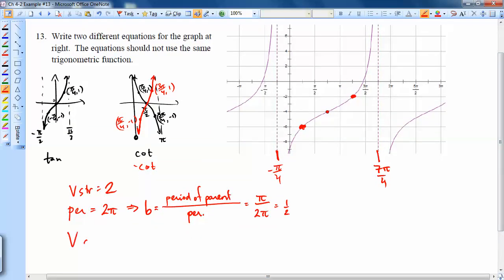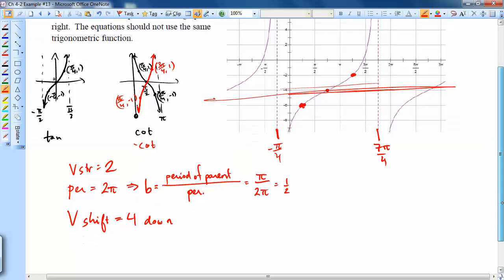Let's do vertical shift. So both cotangent and tangent are both centered along that x-axis. So y equals 0 is the center. It's the midline. But in this one, y equals negative 4 is the midline here, right? So the shift is really going to be 4 units down. And then it's a matter of, are we aiming for tangent or negative cotangent?